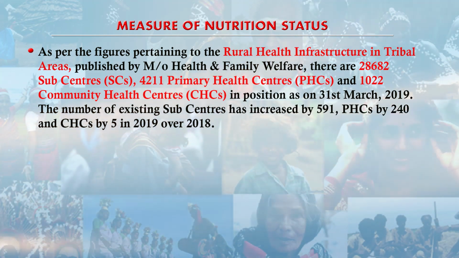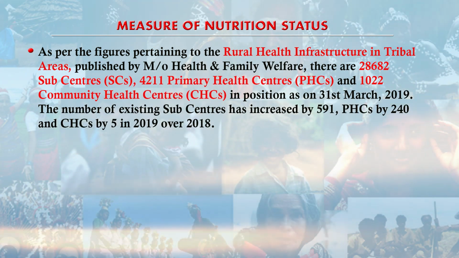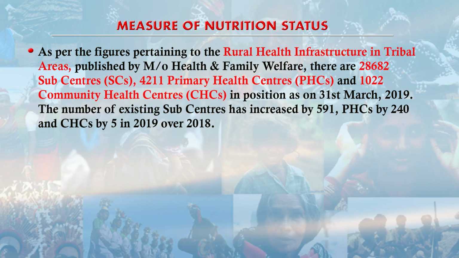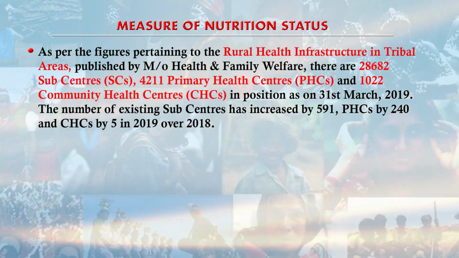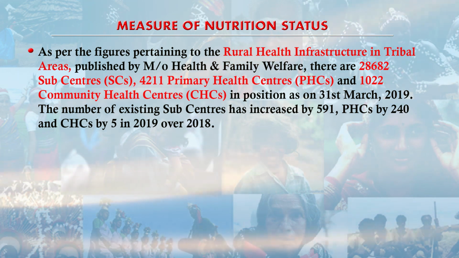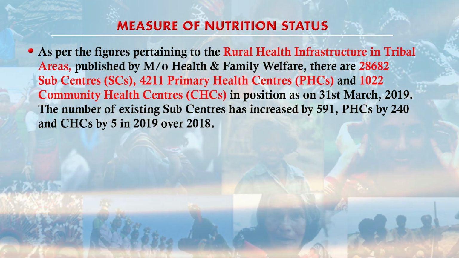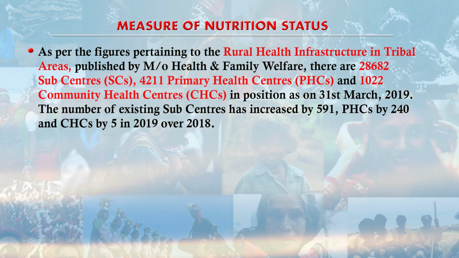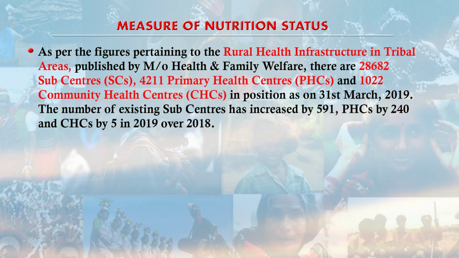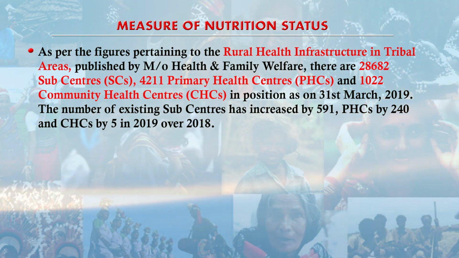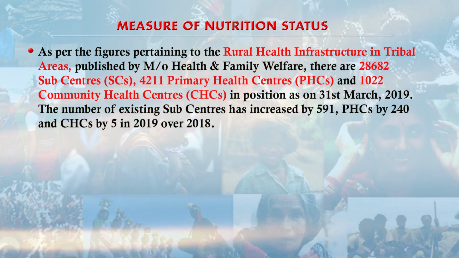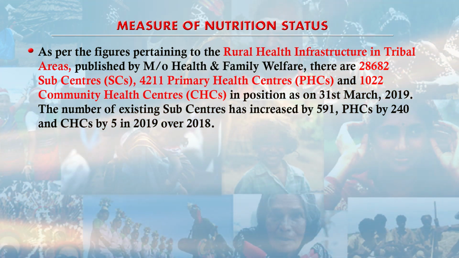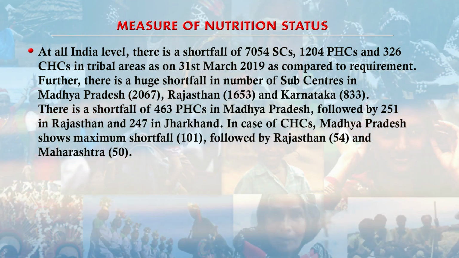As per the figures pertaining to the rural health infrastructure in tribal areas published by the Ministry of Health and Family Welfare, there are 28,682 sub-centers, 4,211 primary health centers and 1,022 community health centers in position as on 31st March 2019. The number of existing sub-centers has increased by 591, PHCs by 540 and community health centers by 5 in 2019 over 2018.